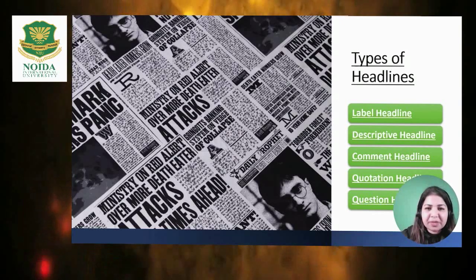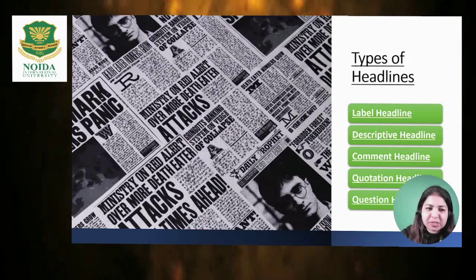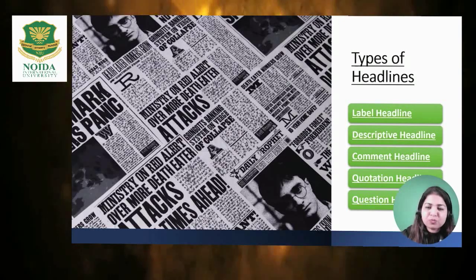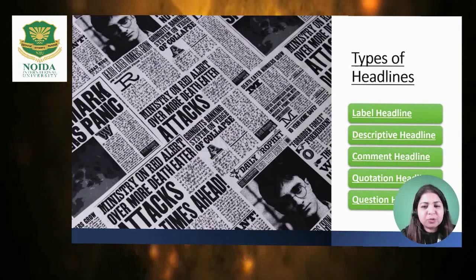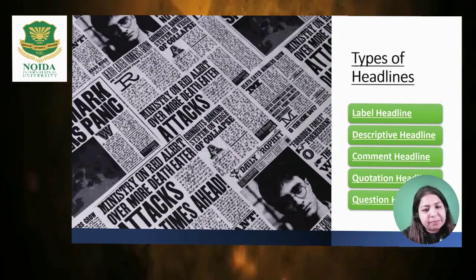So our next topic is types of headlines. Headlines can be classified into various categories based on their structure, context, presentation and positioning. First of all, we are going to discuss the label headline. This type of headline does not have a verb. It is a label and is similar to a book title. In short, a headline without a verb is called a label headline.